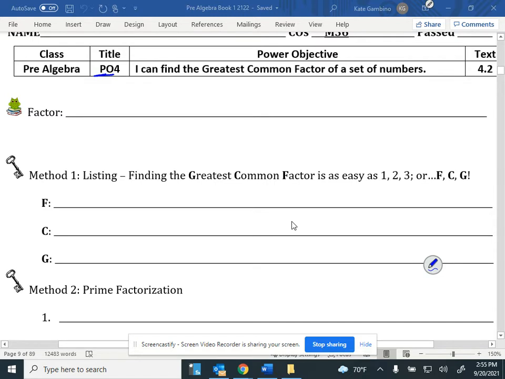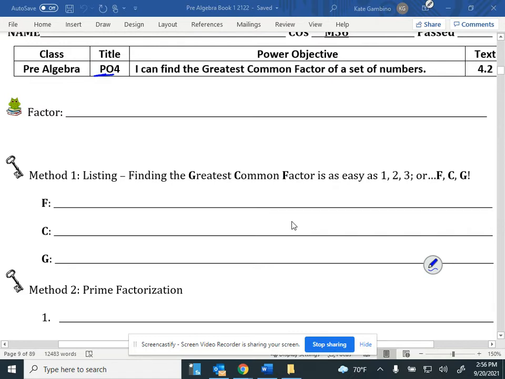Those COs are the ones that we talked about. We only need 80% of those passed. A power objective, you need to pass all of them. So that means that if you get 3 or 4 right on your test, that you get that 75%, that is passing. So that is what we're looking for. So we really need to make sure we understand how to find the greatest common factor.